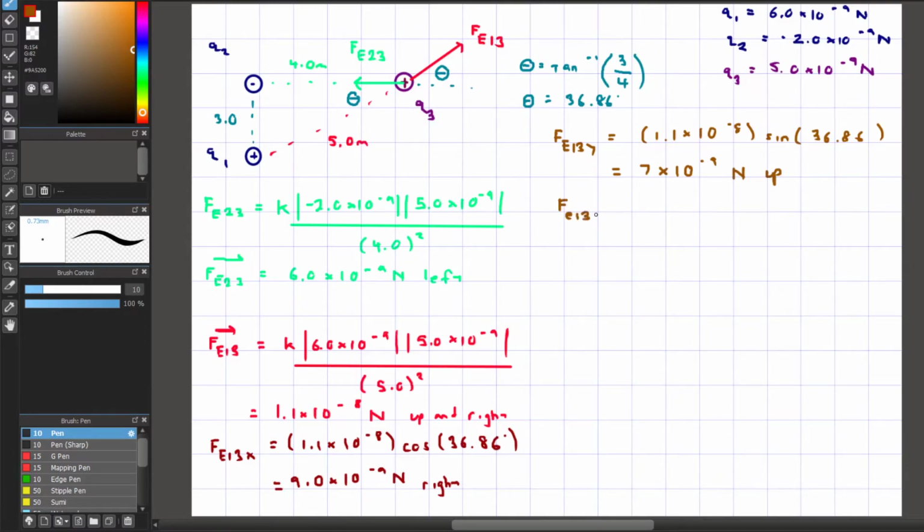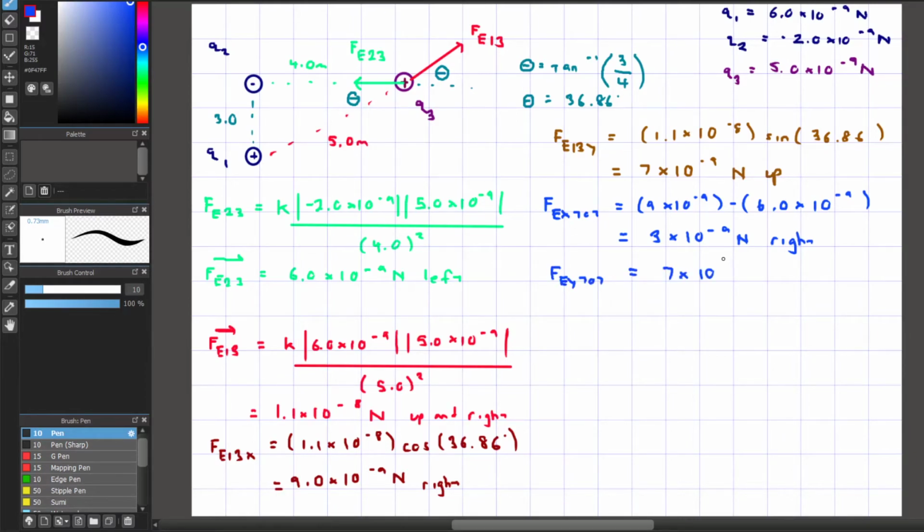I'll have to combine the x component force with the electric force between 2 and 3, as they are opposite forces. Doing so will give me the total x electric force. I don't need to find the total y electric force because there is only one force in the y direction, and therefore it has to be the total. Taking the total electric x force and the total electric y force, we use Pythagorean theorem to find the resultant force.